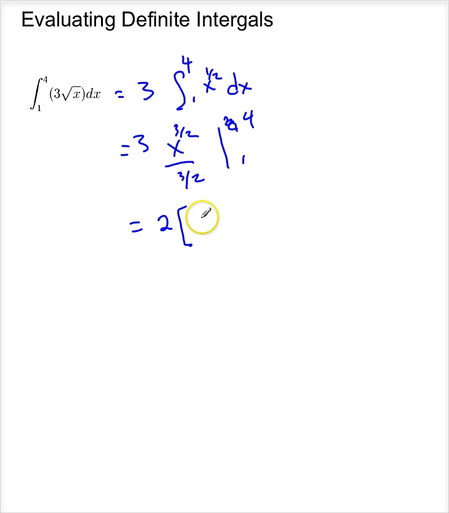So this is 2 times 4 to the 3 halves minus 1 to the 3 halves. Now what I recommend is you do the square root on this first. So the square root of 4 is 2. 2 cubed is 8, minus 1. So 8 minus 1 is 7. So this is 14.